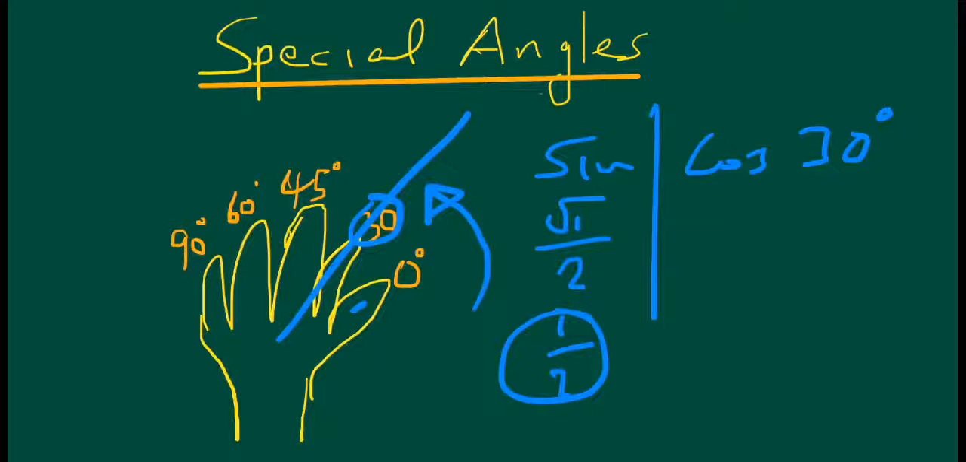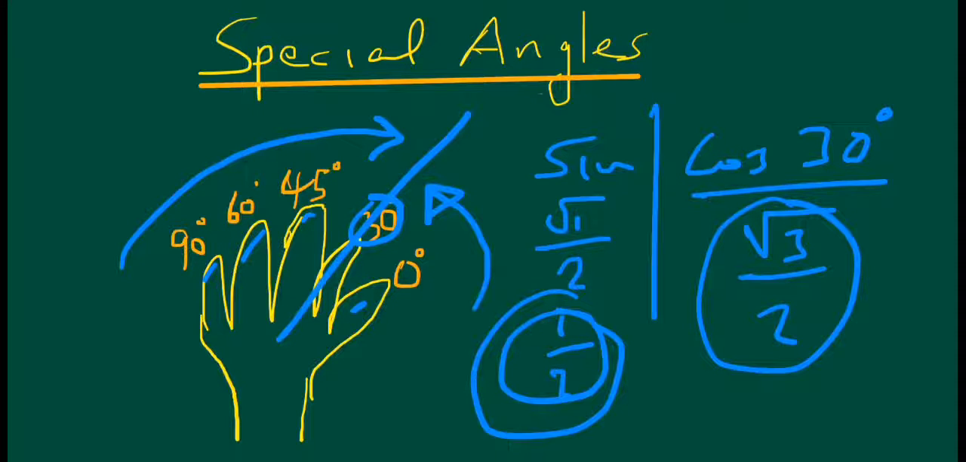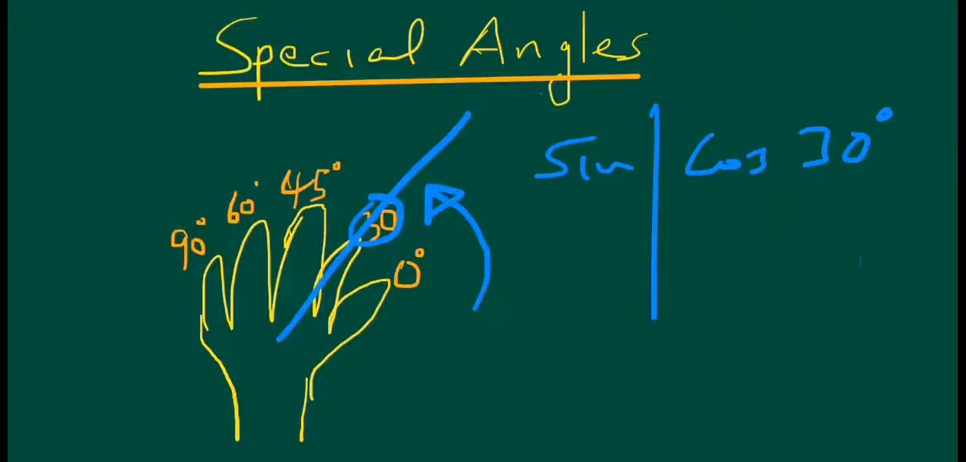Okay, how about cos 30? For the cosine, you're supposed to count the fingers in this direction. How many fingers do you have? Let me count. 1, 2, 3. I have 3 fingers. That means cos 30 will be equal to under root 3 divided by 2. Always we're supposed to divide by 2. So now this one is cos 30 and this one is sine 30 by using your hand. It is very, very simple. Okay, let us check the second example here from these questions.